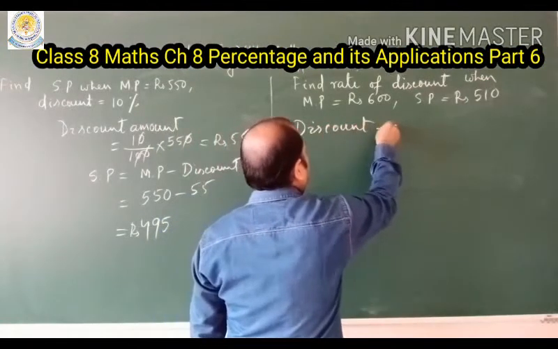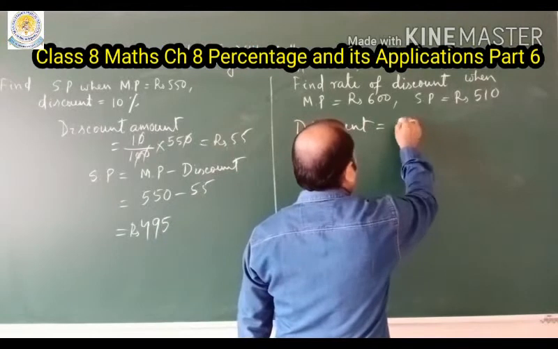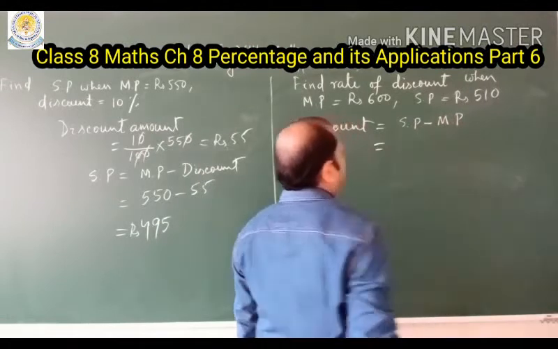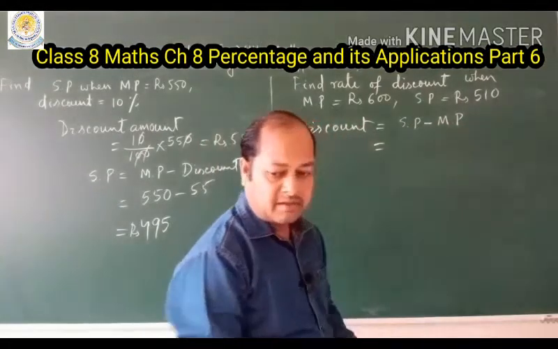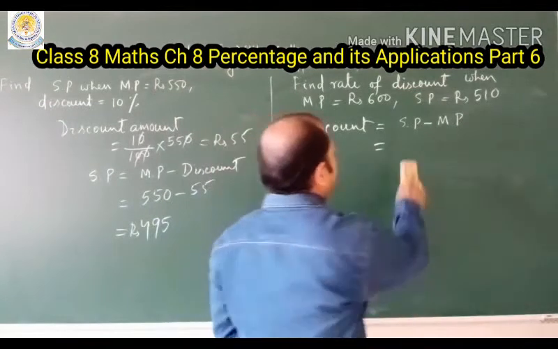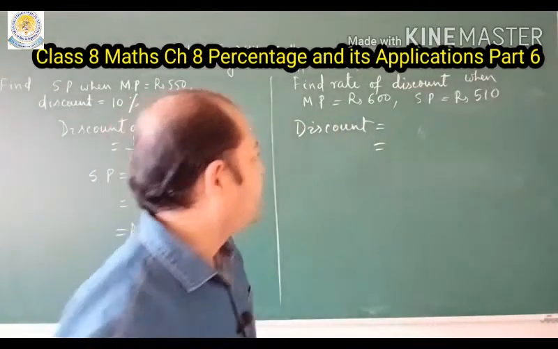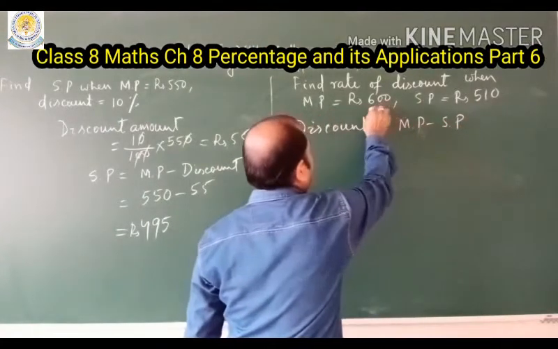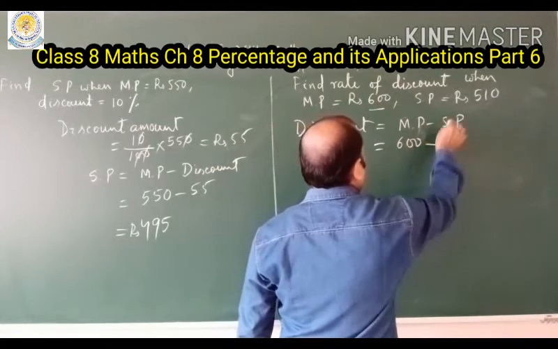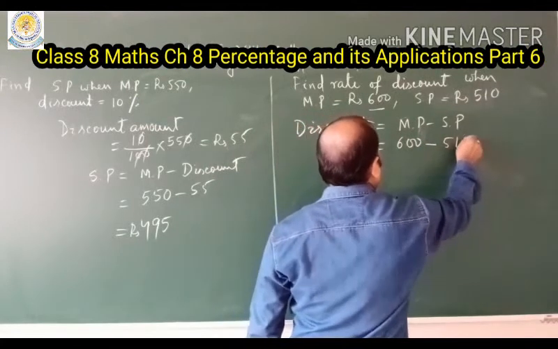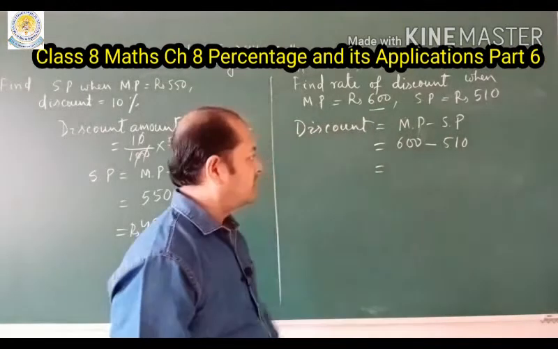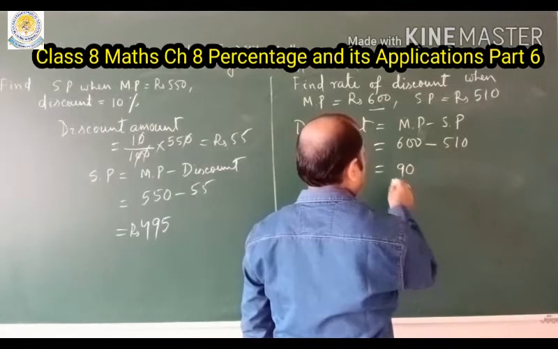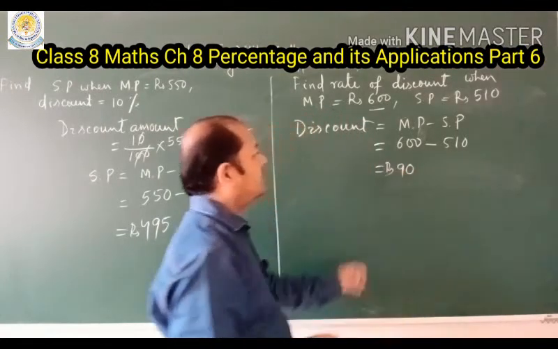Discount is equal to the marked price minus the selling price. What is the marked price here? That is 600 rupees. And what is the selling price here? That is 510 rupees. So what is the difference you got here? 90 rupees. So the discount you got here is 90 rupees.